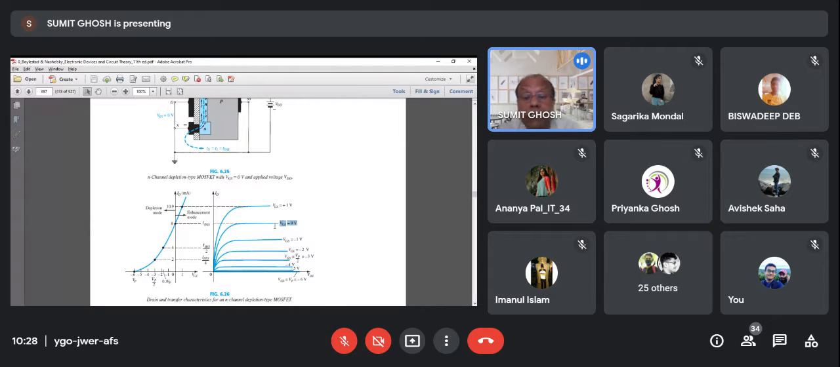There are a set of curves because of the input. Remember the output characteristic curve in a BJT? Common emitter output characteristic curve of a BJT. Tell me now if you remember.